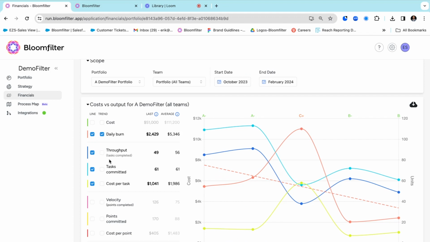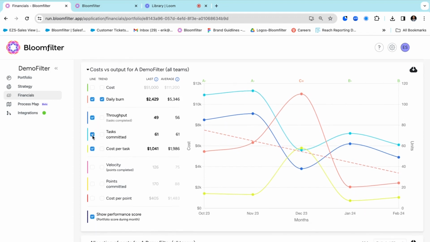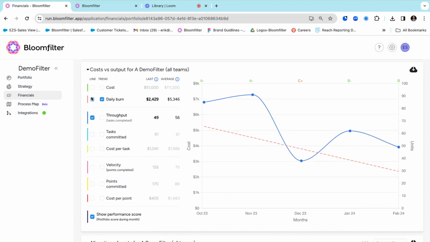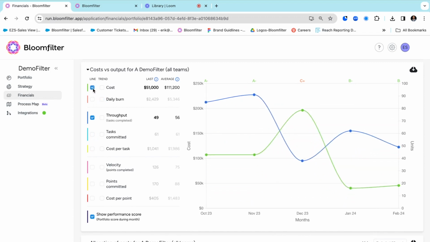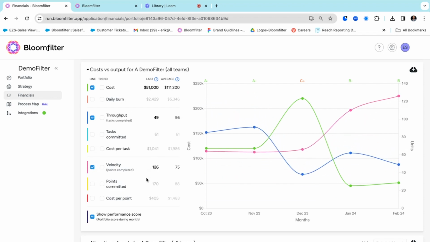Anything in here we can always put trend lines into, and we can understand how is that changing for the throughput and the velocity that we're getting. So I can see how my costs are changing. I can see how throughput and velocity are changing.